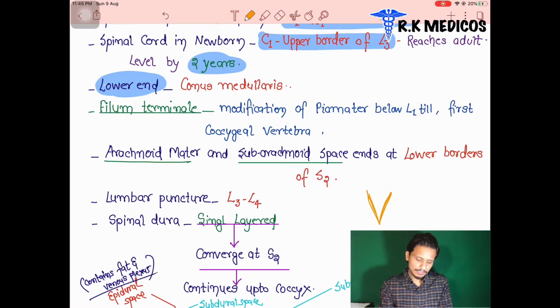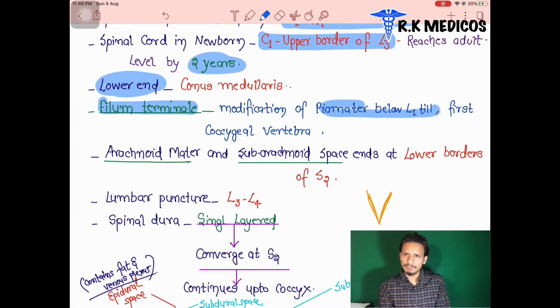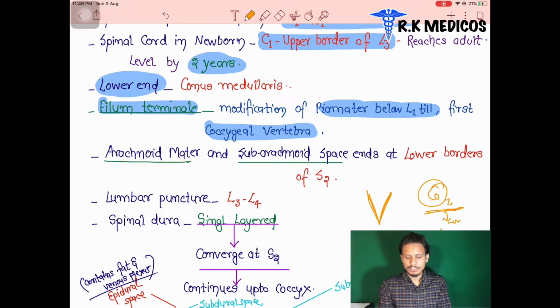And after that, the filum terminalis. The filum terminalis is the modification of the pia mater, which is below L1. We are going to see it in the picture below. The filum terminalis is basically at the level of the first coccygeal vertebra, Co1. The filum terminalis is located at this level.